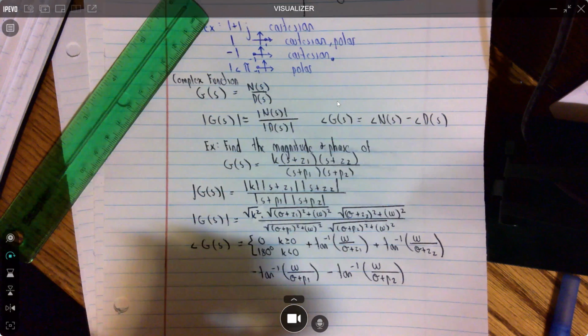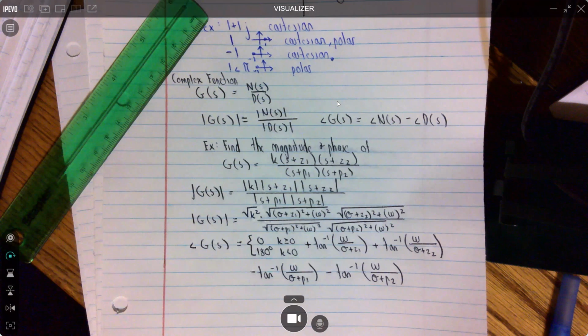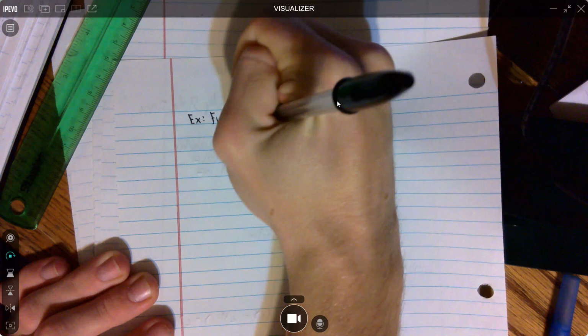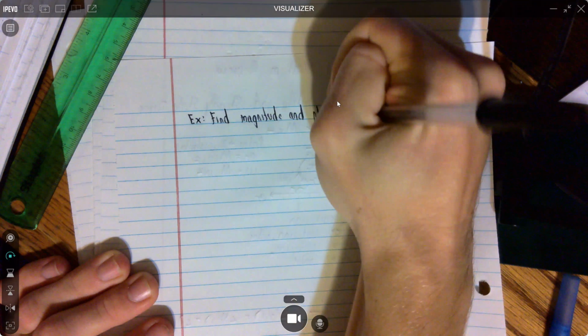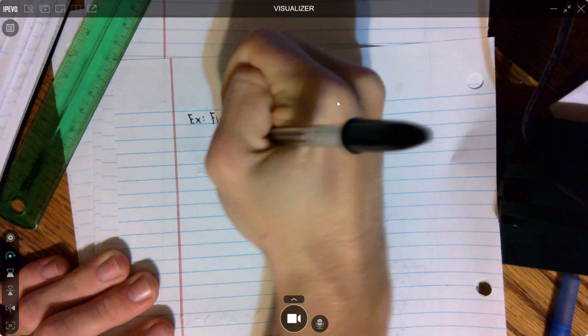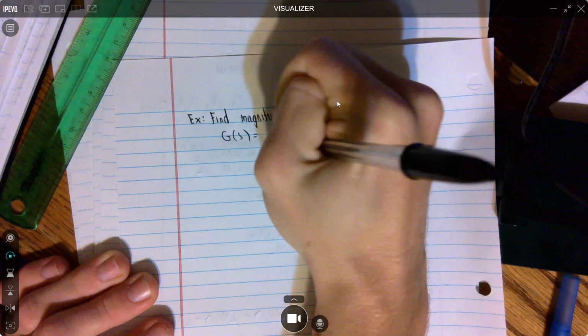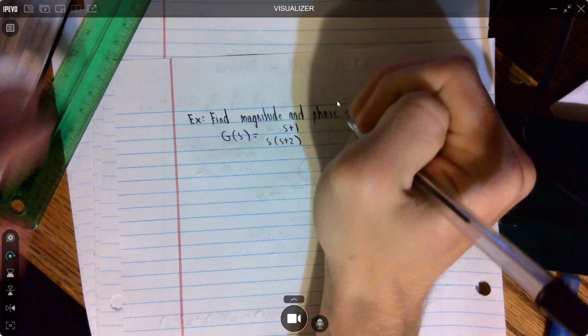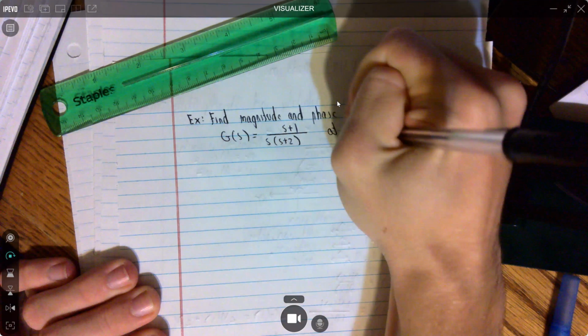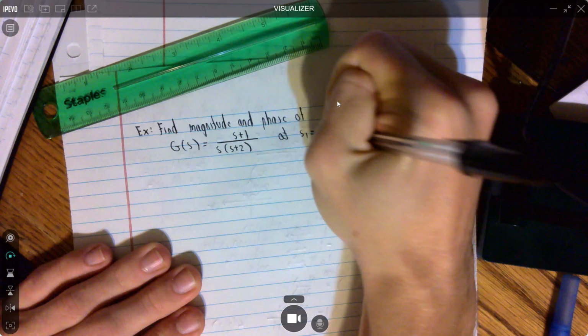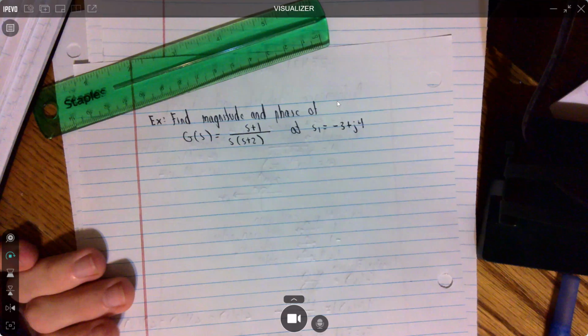Okay, now that we talked about that, what we're going to see specifically is if he wants you to find the magnitude and phase of g of s equal to s plus 1 all over s times s plus 2, evaluated at a point s1 equal to -3 plus j4. So what we have to do is find the magnitude and phase.